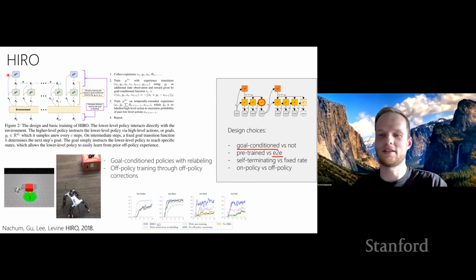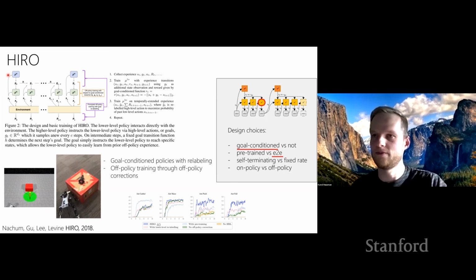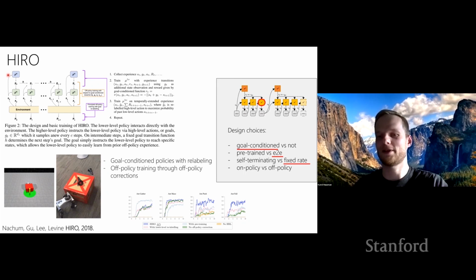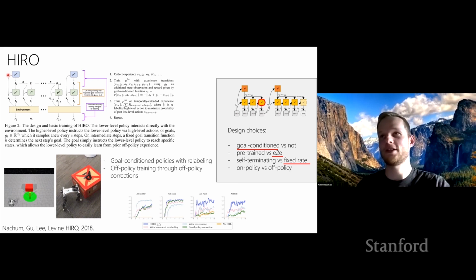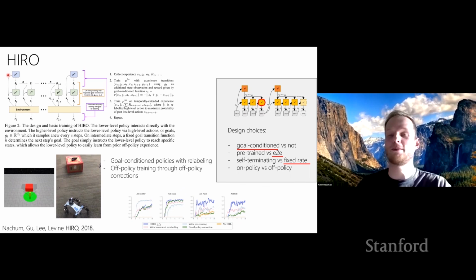Yes, this is end-to-end. Now, is the policy self-terminating, or is it being commanded at a fixed rate? It's commanded at a fixed rate. And is this an on-policy or an off-policy algorithm? Yes, it's an off-policy algorithm, and it introduces off-policy correction that allows to do this.